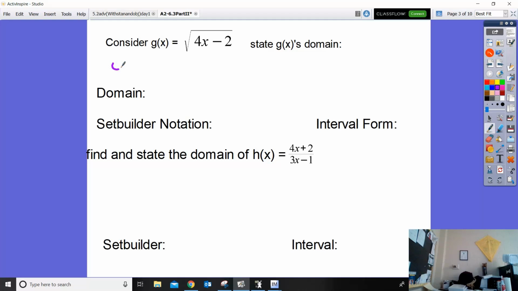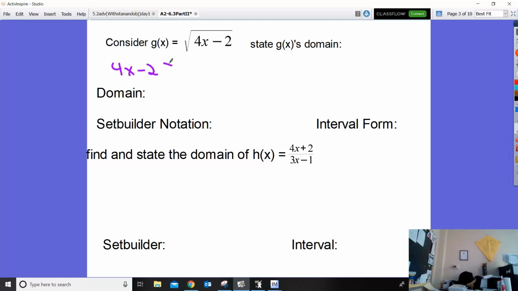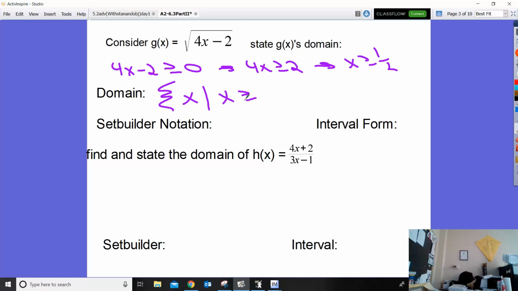These are actually pretty simple. You just take the stuff inside and literally say greater than or equal to 0. You make two-step equations for the most part. What are you going to add? 2. What are you going to do next? Divide by 4. X is greater than or equal to 1/2. That's actually written out in a pretty nice form already. The set builder notation says all values of x such that x is greater than or equal to 1/2.